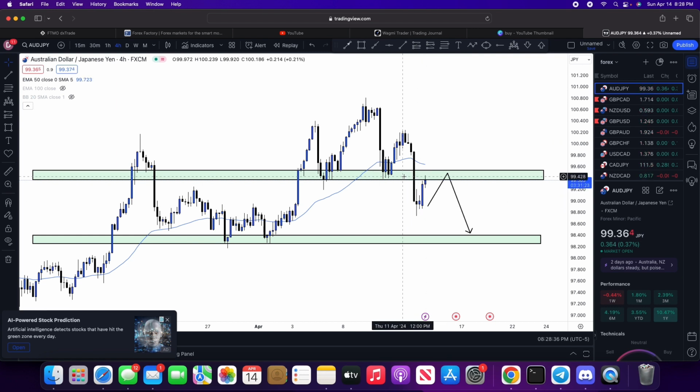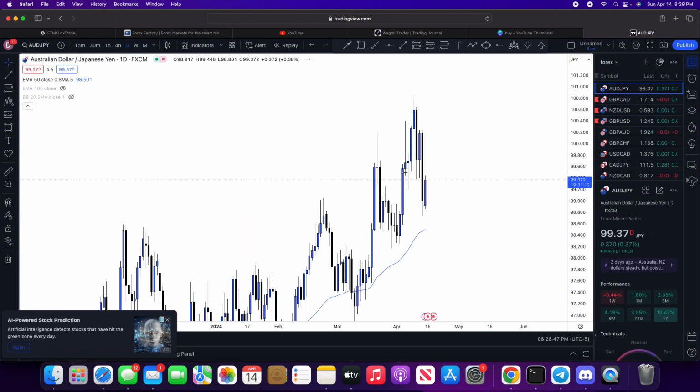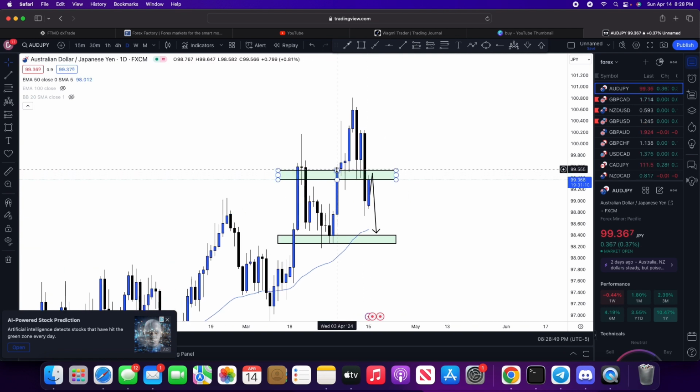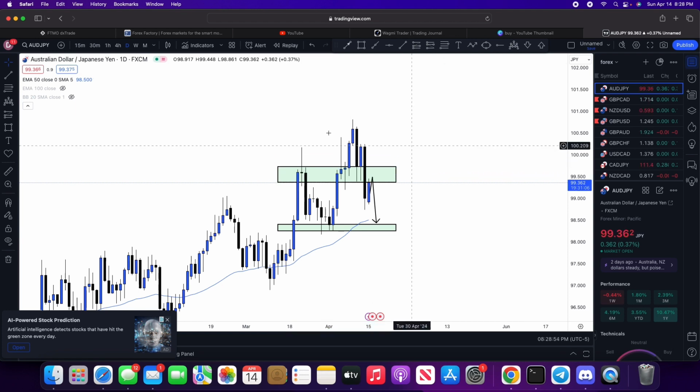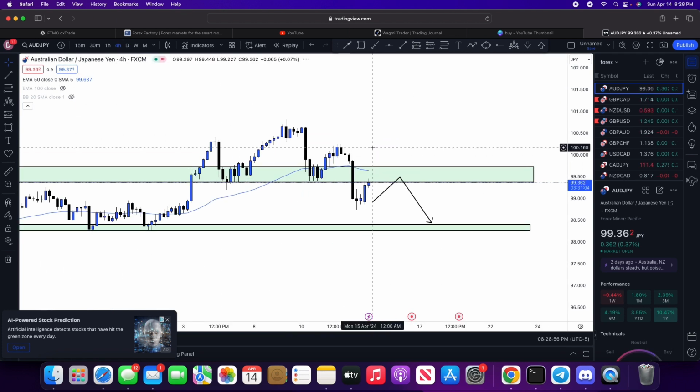So with that in mind, I know that we have a head and shoulders formation. We could possibly be retesting this neckline. We have a 4-hour level of interest. It's kind of also a daily area of interest. If we just make it a little bit bigger, we have these wicks right here. So that's kind of the idea for this trade.